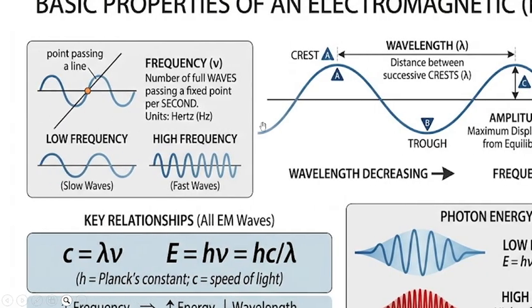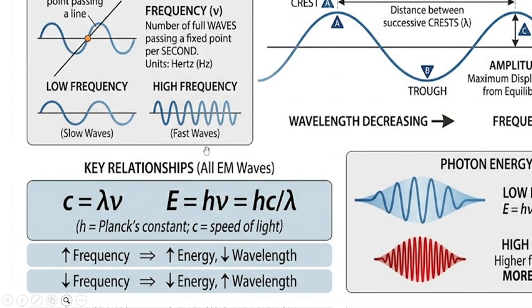The second property of the wave is frequency, denoted by nu. The number of full waves passing through a fixed point per second is known as its frequency. If a low number of waves pass through a fixed point per second, we call it a low frequency wave, and vice versa. When a high number of waves pass through a fixed point within a second, we call it a high frequency wave.